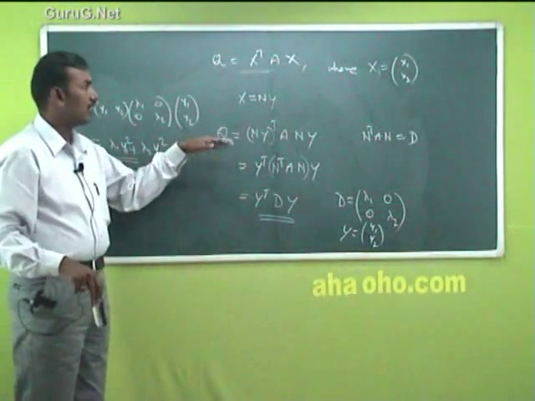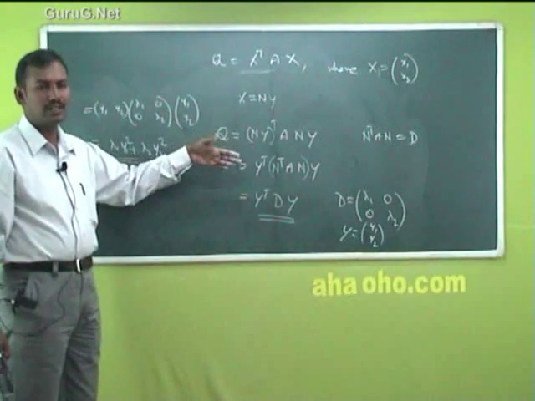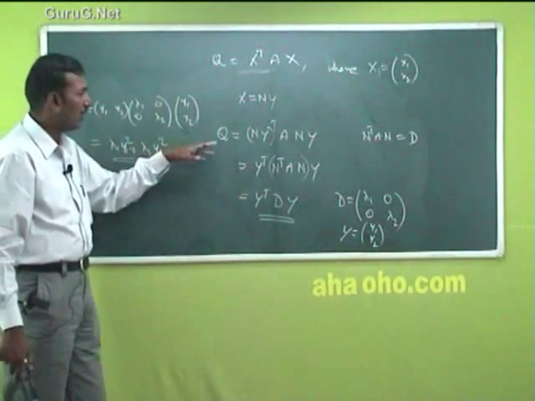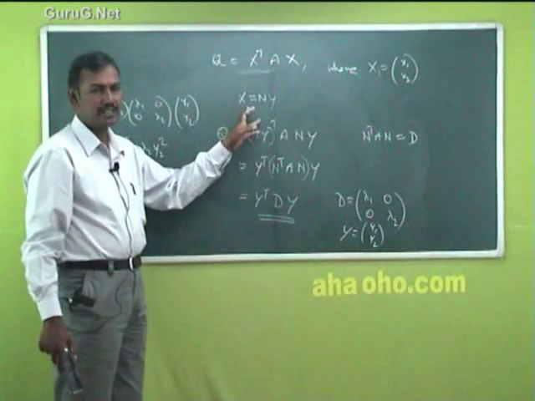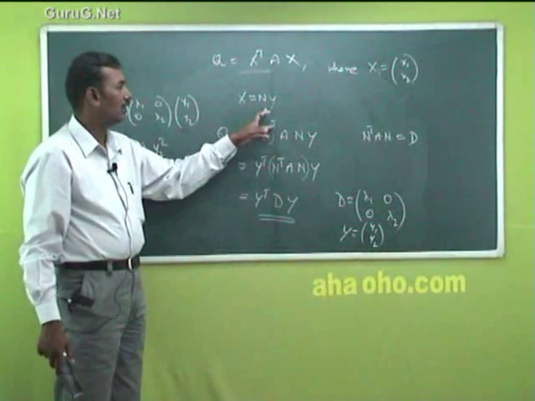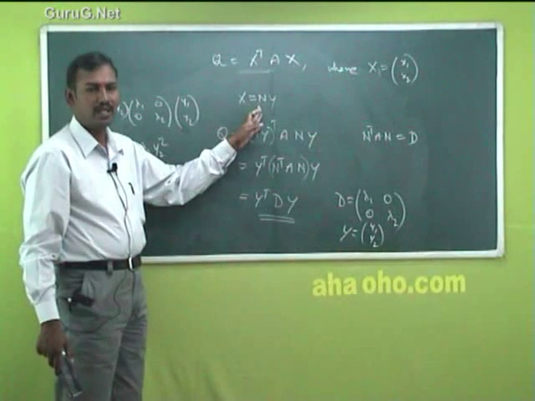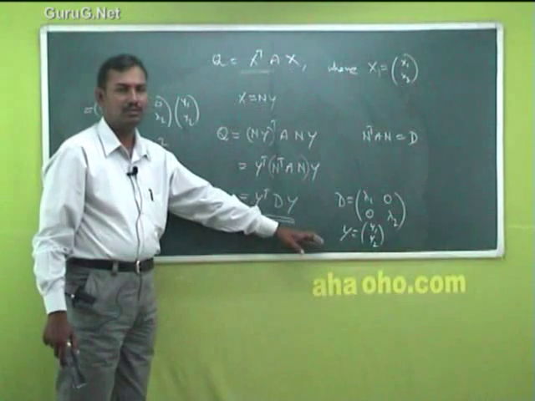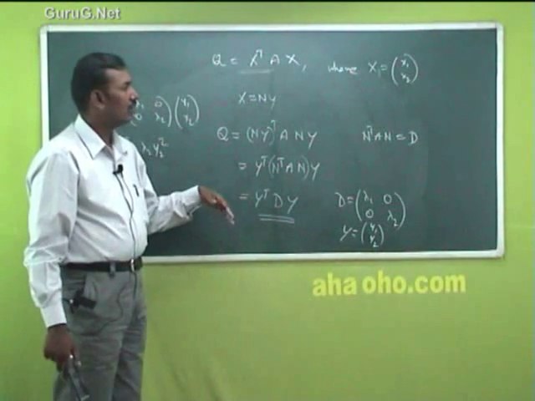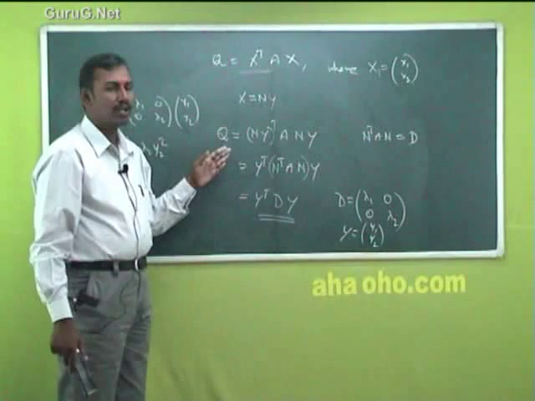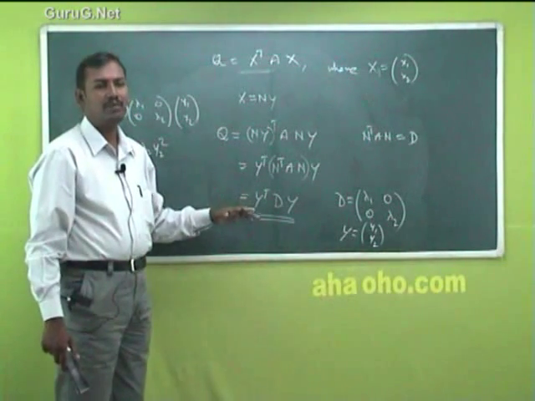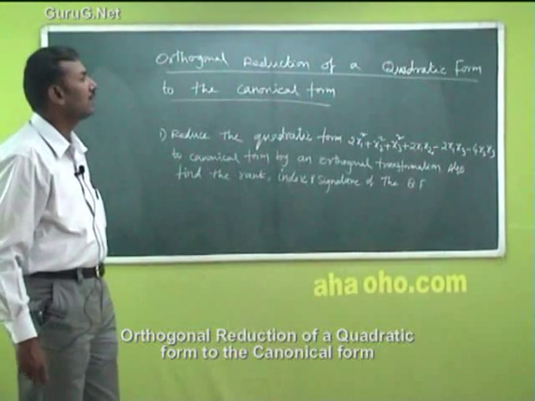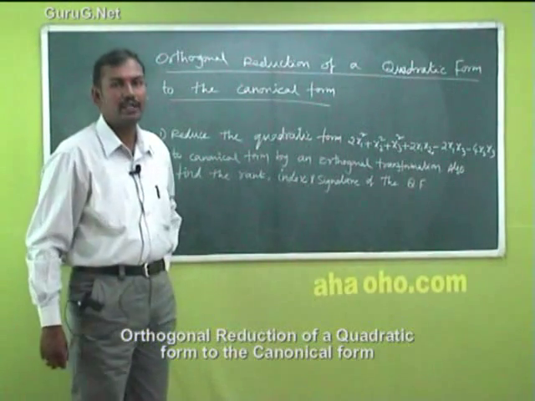Whenever a quadratic form is given, through orthogonal transformation we can reduce the quadratic form into canonical form, under the linear transformation x equals ny, where n is a normalized modal matrix and y is a column vector, y equals y1, y2. Clear? Next we go for reducing a quadratic form into canonical form by orthogonal transformation. The next topic, orthogonal reduction of a quadratic form to the canonical form.